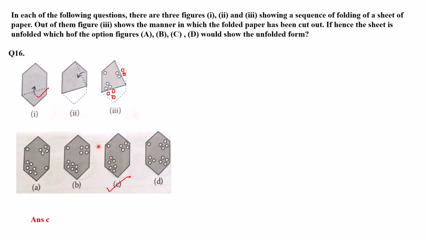So in this paper cutting type of question, where you end, you have to start unfolding from that end and then visualize what shape you will get. If two holes are here, the other part will also get them. And you have to notice here that the full sheet is not folded, only a part of it is folded. So you have to visualize accordingly and then choose the correct option.